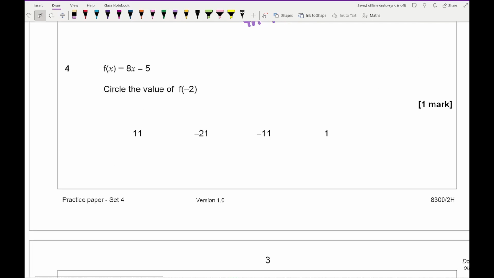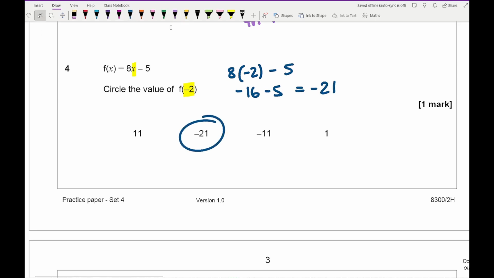Moving on to question 4, it says f of x equals 8x minus 5. Circle the value of f of minus 2. So what we need to do is just substitute minus 2 wherever we see an x in the function. So that's going to be 8 multiplied by minus 2, subtract 5. So that gives me minus 16 minus 5, which is minus 21, which is our second option.